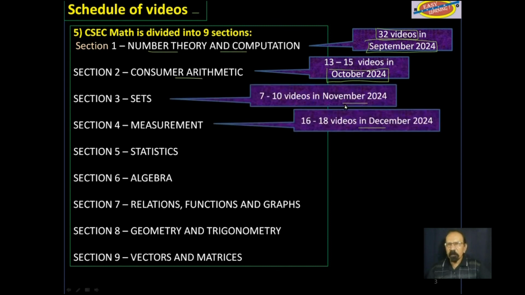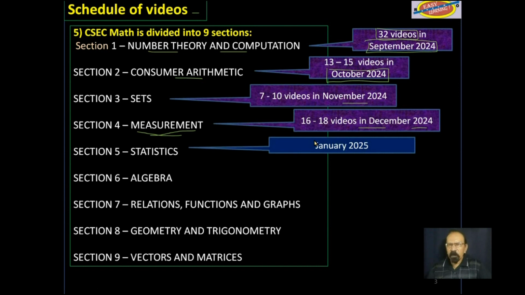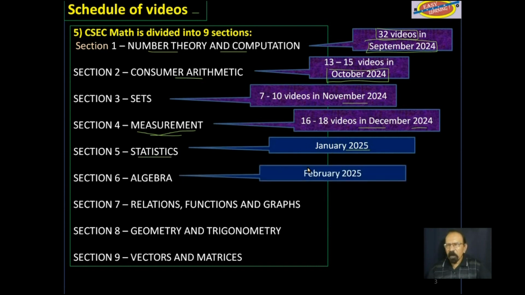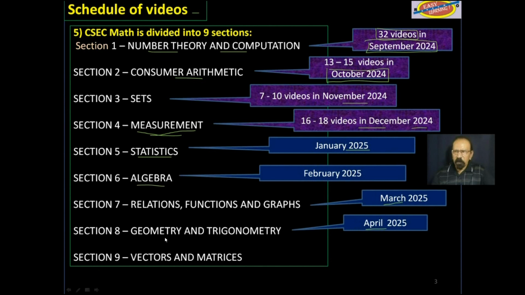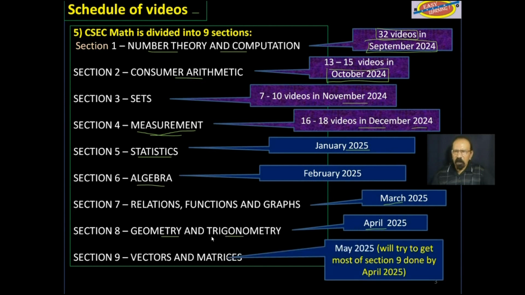November, December, measurement, that will take us to the end of the year. Beginning the new year, 2025, statistics, followed by algebra in February. Then in March, relations, functions, and graphs. April, geometry and trigonometry. And finally, May 2025, by mid-May, vectors and matrices.